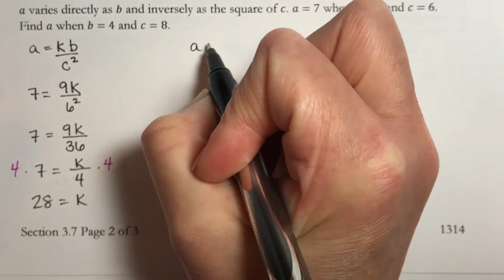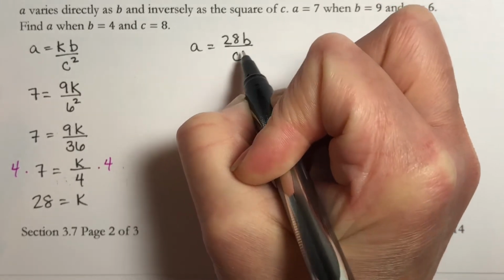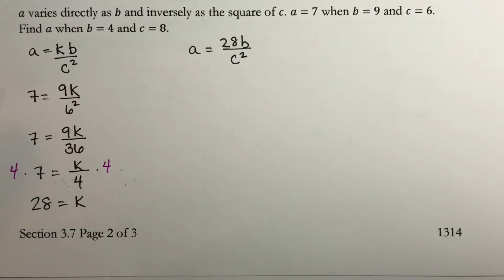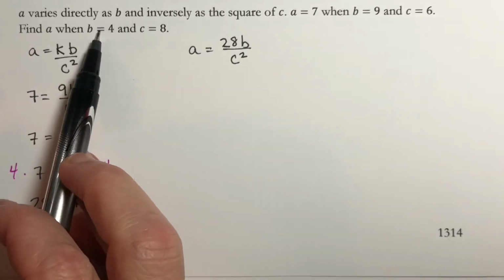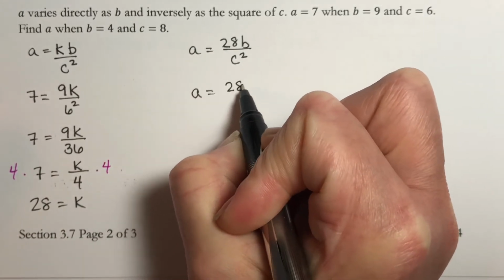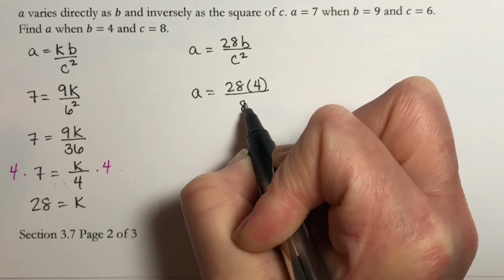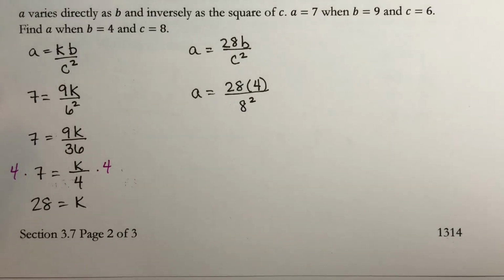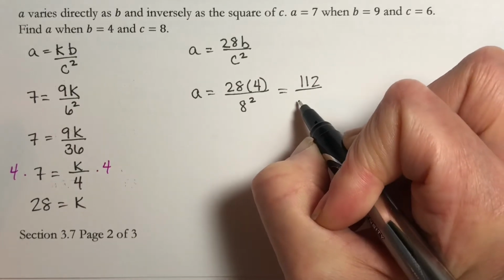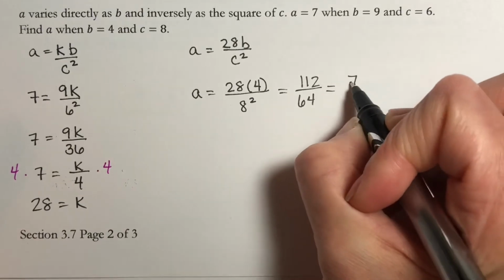Now rewrite this with our new improved values. So that's our better formula. And now let's use our last bit. Find A when B equals 4 and C equals 8. So A is equal to 28 times B, which is 4, over 8 squared. And this is equal to 112 over 64, and this reduces to 7/4.